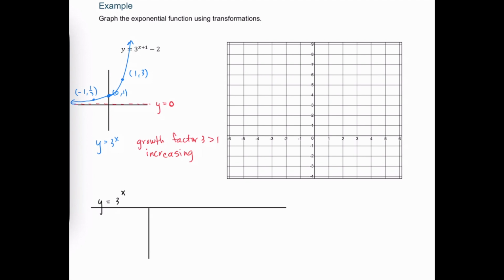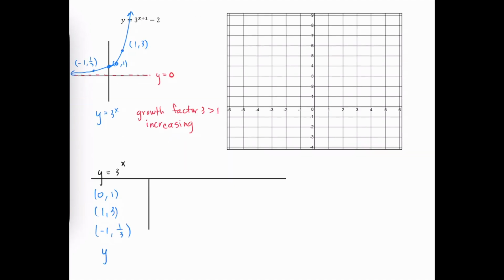Let's keep track of our points of interest in this table. We have the initial value, 0, corresponding to positive 1. The domain element 1 corresponds to the growth factor, and negative 1 corresponds to the reciprocal of the growth factor. And let's also keep track of the horizontal asymptote, y is equal to 0.